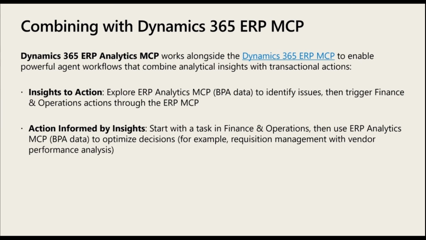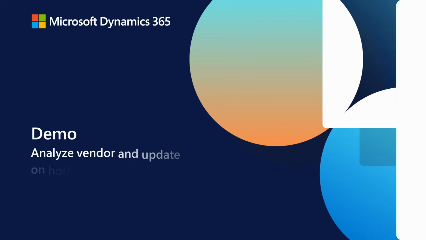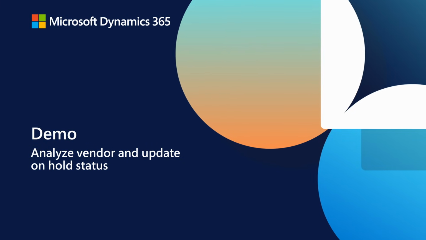Before I do this, this is the architecture behind. I have a request coming in, I have my ERP Analytical MCP server being used, it's calling VBA, it comes back, and then the agent knows, all right, now I need to go and do an action in my MCP server for the UI. Here I've just selected finance as a destination, but it could be supply chain management or any other apps which are supported by our ERP MCP server. As a sample, we are analyzing a vendor and asking the agent to decide if I need to put my vendor on hold. That's my use case.